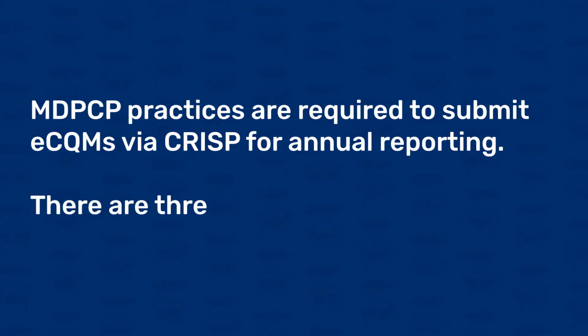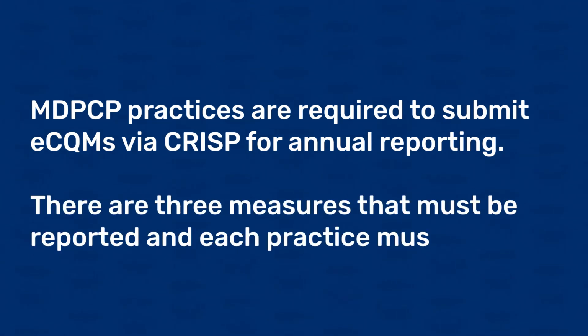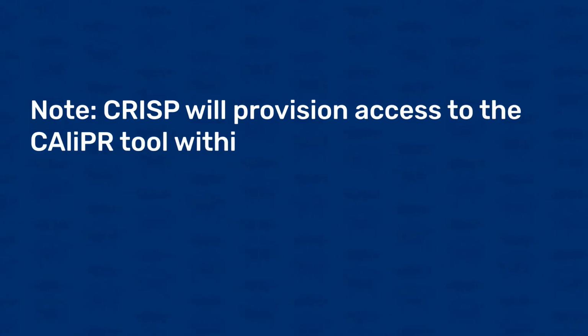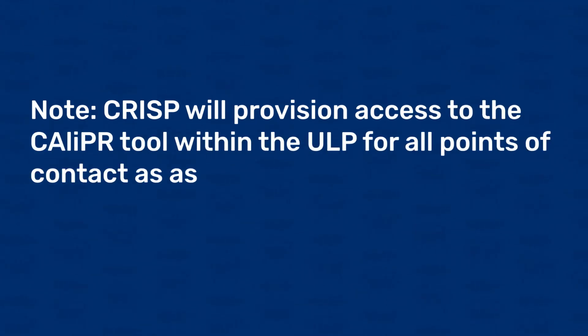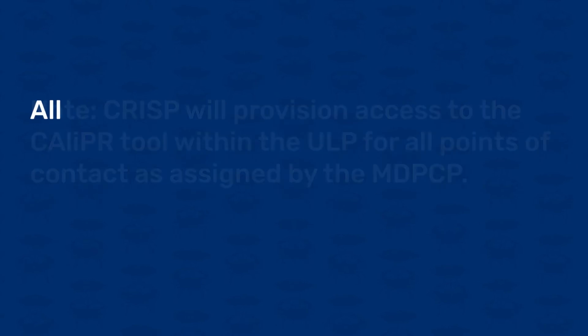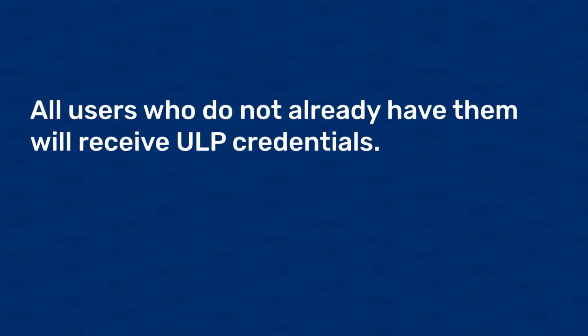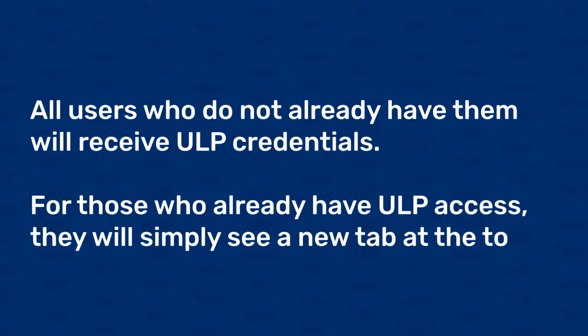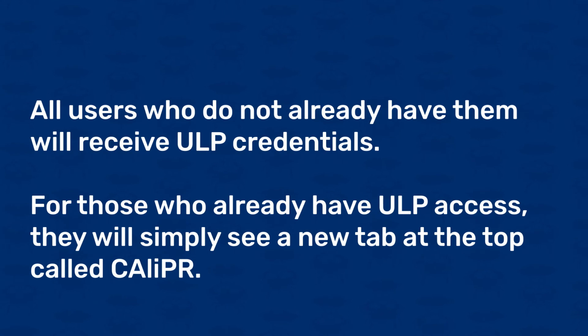There are 3 measures that must be reported, and each practice must report on all 3 of those measures. To note, CRISP will provision access to the CALIPR tool within the ULP for all points of contact as assigned by the MDPCP. All users who do not already have them will receive ULP credentials. For those who already have ULP access, they will simply see a new tab at the top called CALIPR.